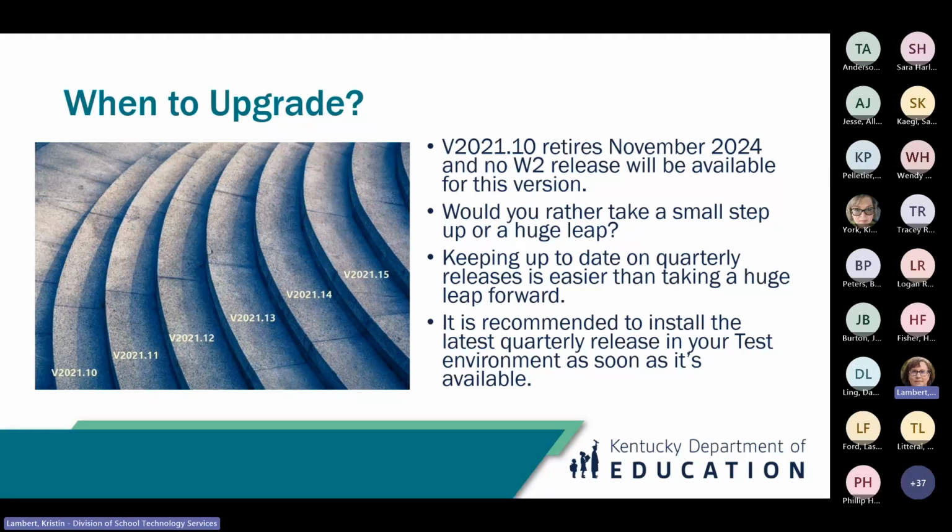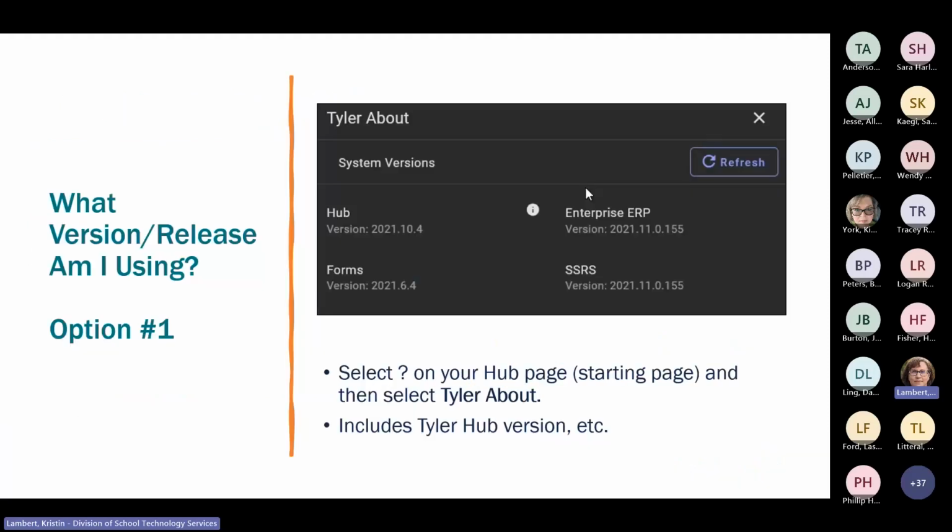You should, though, update your test environment. It's recommended to install that as soon as those become available, give it a look, and decide when's the best time to upgrade your environment in production. It's recommended not to have a payroll open. That's always been the case when you do an upgrade, and just don't wait. If you're not sure what version of Munis you're using, there's a couple ways to go about doing that.